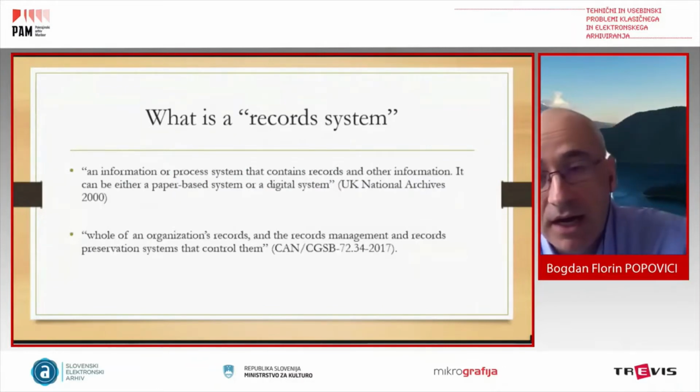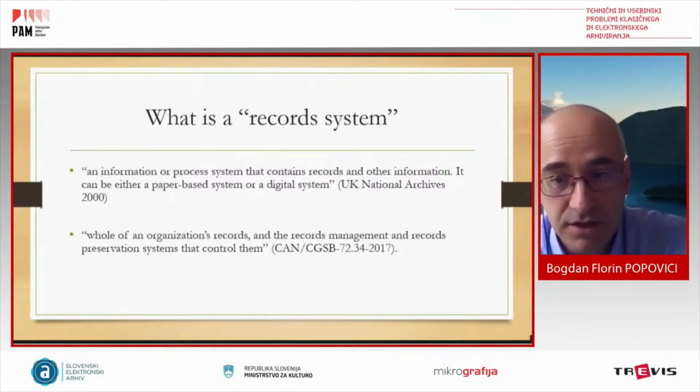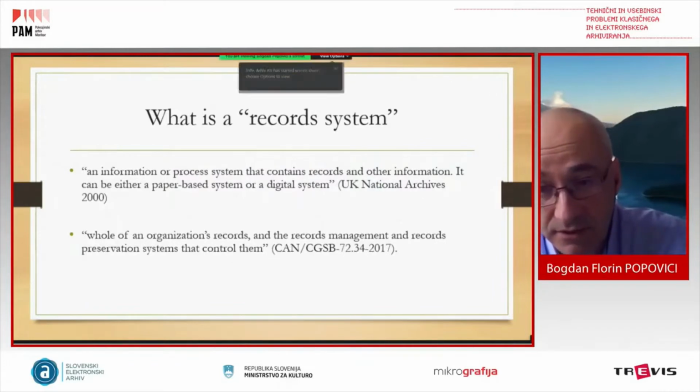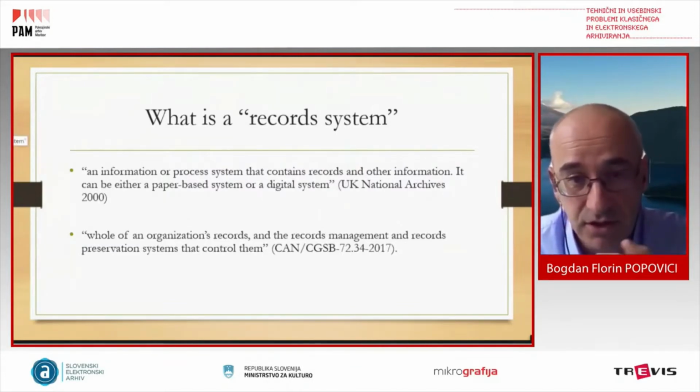In the paper, I presented extensively several definitions from various sources. I kept this definition from ISO 15489, and I only want to draw your attention now to the definition I found in a UK National Archives document from 2000, saying that a record system is an information or process system that contains records and other information, and that it can be either a paper-based or digital system. But more important is the focus on a definition from a Canadian standard that claims that the record system is the whole of the organization's records and the records management and record preservation system that controls them. So from the Canadian perspective, the record system contains records, it is not only the framework.